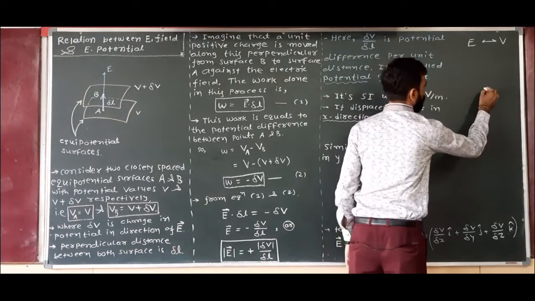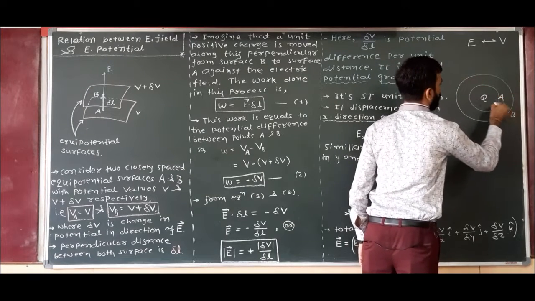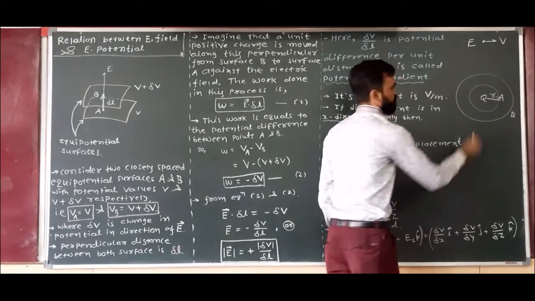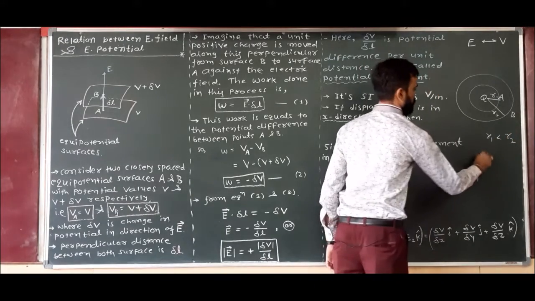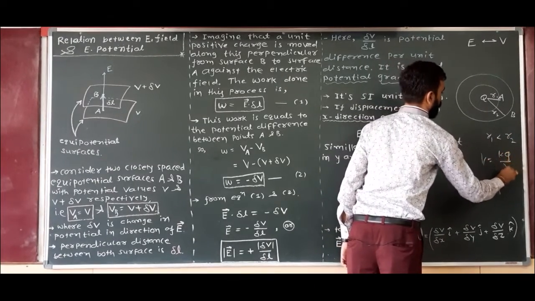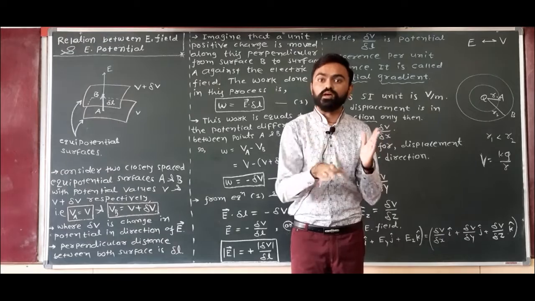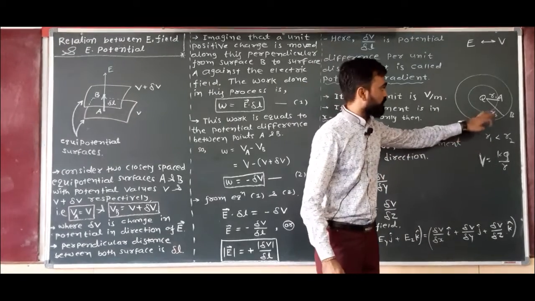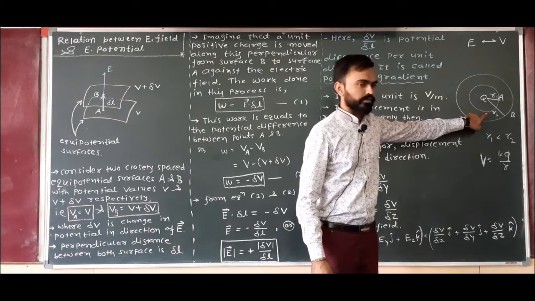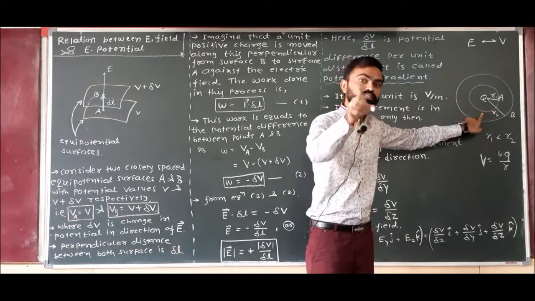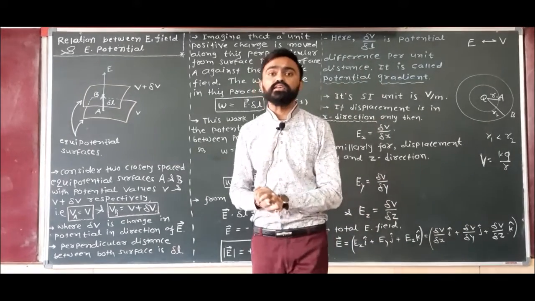For example, Q is the source charge here. Let me imagine two shells, A and B. A is at distance R1 and B at distance R2. Here R1 is less than R2. Since potential V is equal to kQ by R, the greater the distance, the lower the potential. We have studied this. So on which shell will the potential be greater? The closer one, right? So on A, the first one, the potential will be comparatively greater than on B. That means distance matters here.